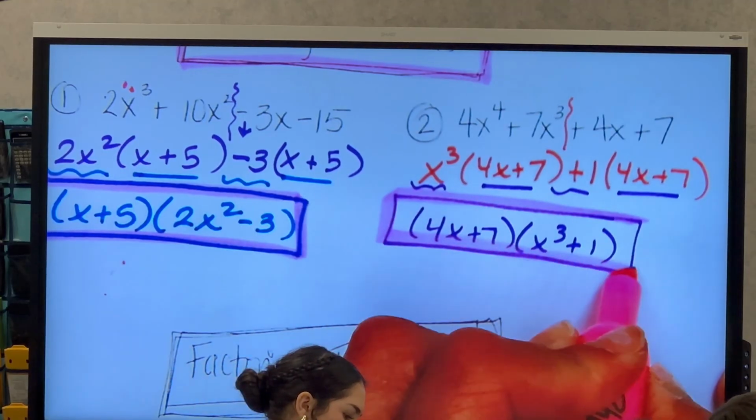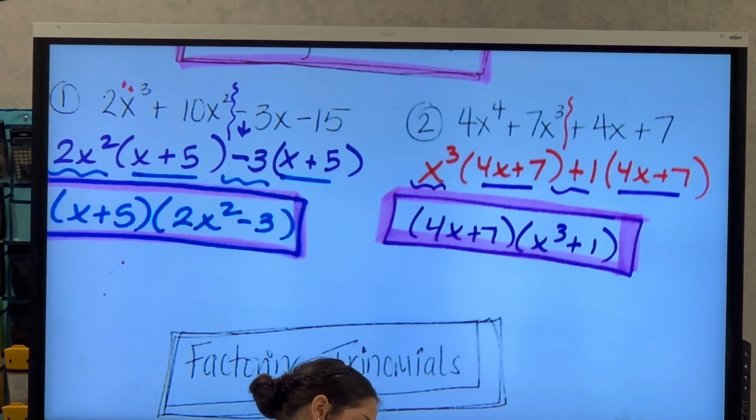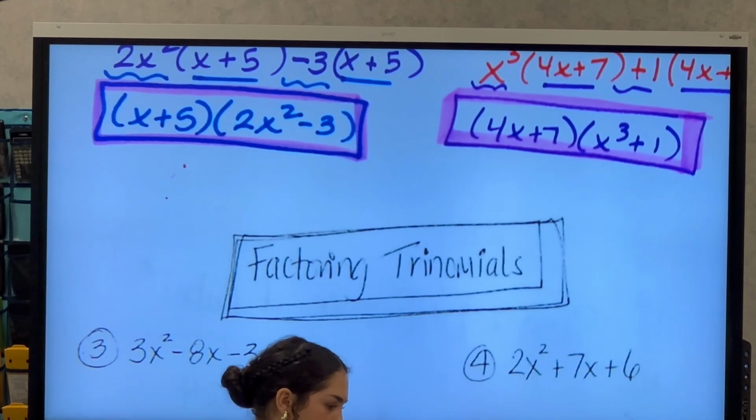So factoring 4 terms, super simple. So anytime you see 4 terms, this should be the first method that you try. Okay. All right, next method is factoring trinomials.